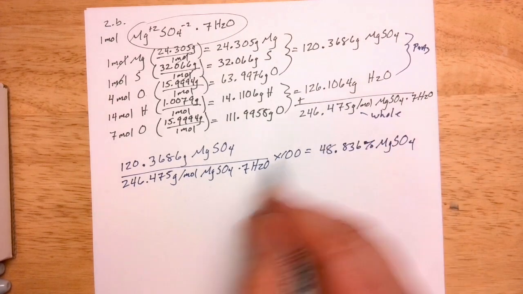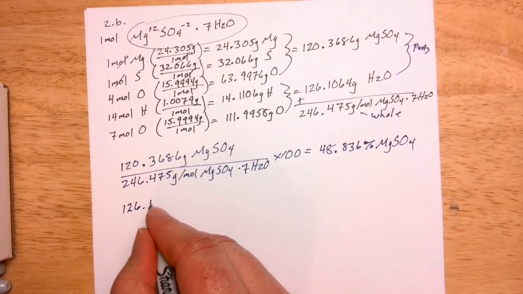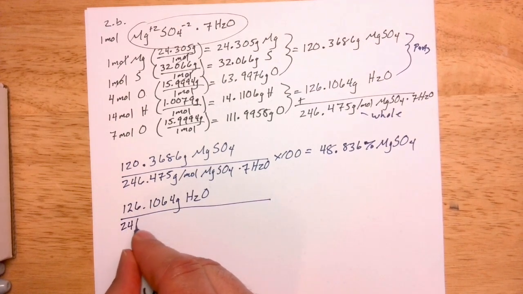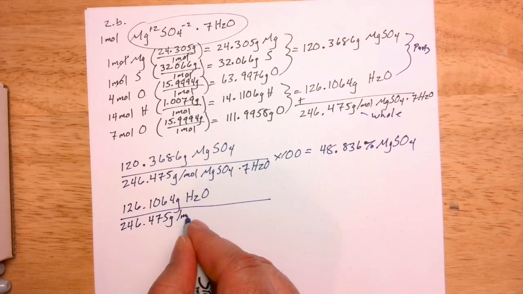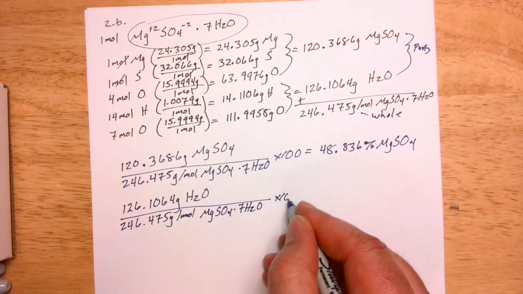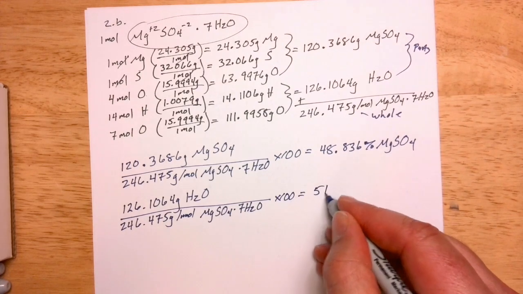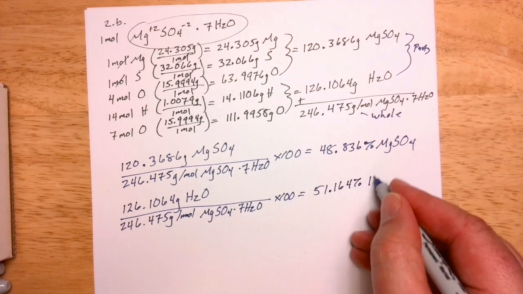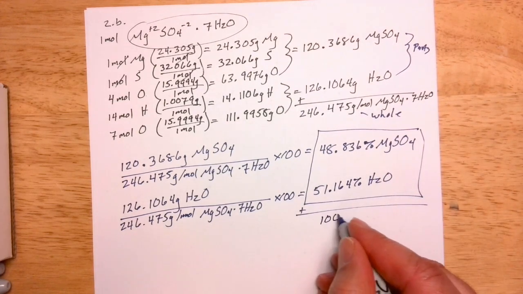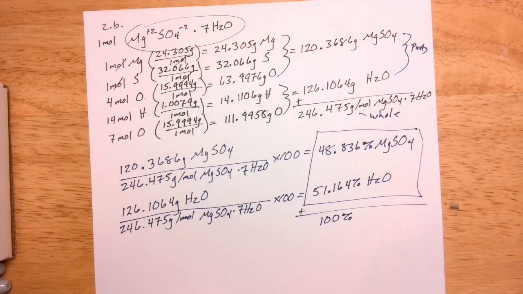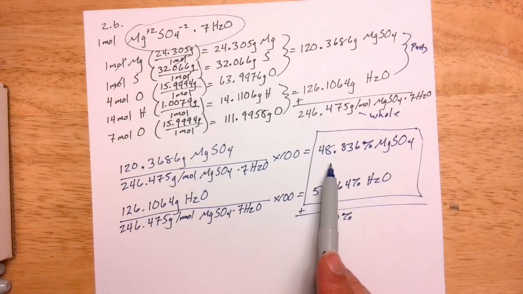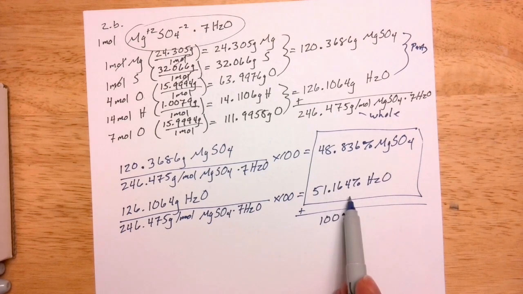Then you do the same thing for water. You take 126.1064 grams of water, in comparison to the whole thing, 246.475 grams per mole of magnesium sulfate heptahydrate, times 100. And you get 51.164% of water. So here are your answers for that part. And if you add them together, you get, in my situation, 100%. And again, you may not always get 100%. So what this means is that if you measured out 100 grams of magnesium sulfate heptahydrate, 48.836 grams of it will be magnesium sulfate, and 51.164 grams of it will be water.